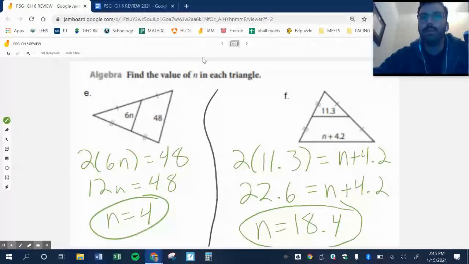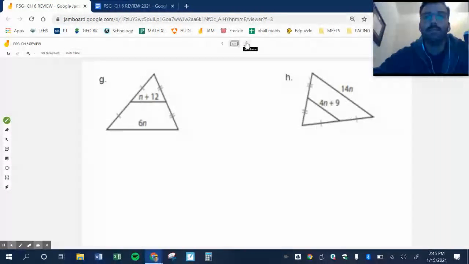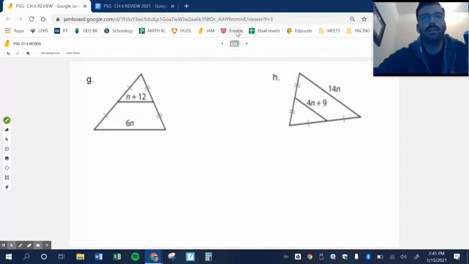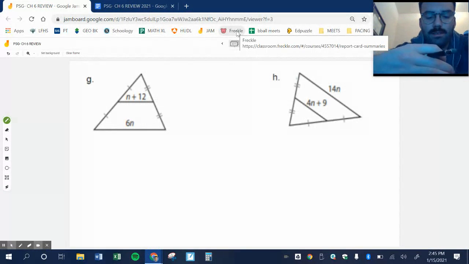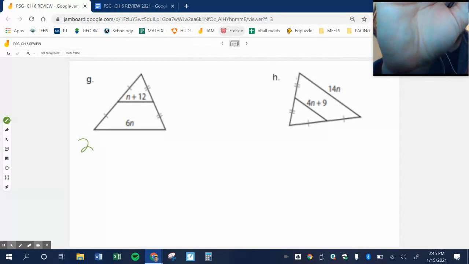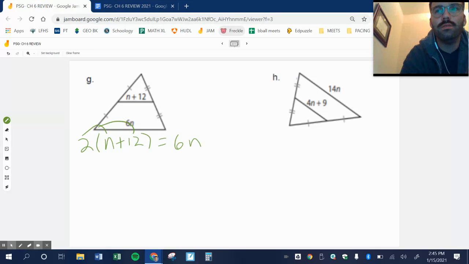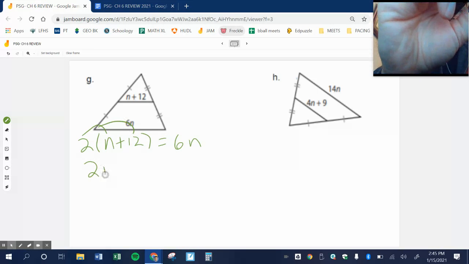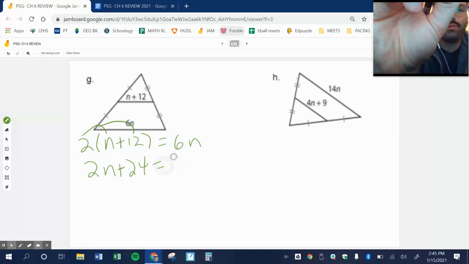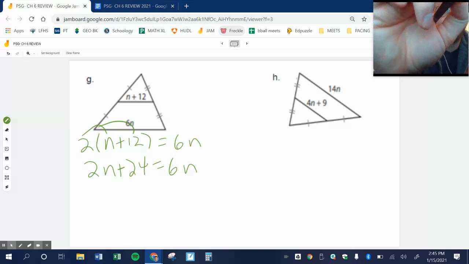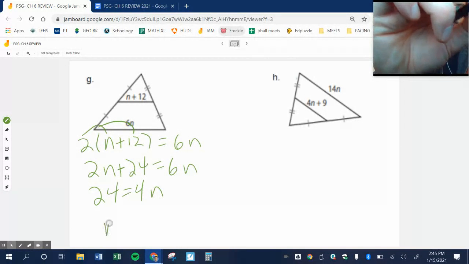Here we go. Number 4, 18.4. Wow. Letter G here is, hold up. I'm going to go 2 times n plus 12 equals 6n. So I have to distribute that 2. 2n plus 24 equals 6n. Move that 2n to the other side. 24 equals 4n. N equals 6. Boom.